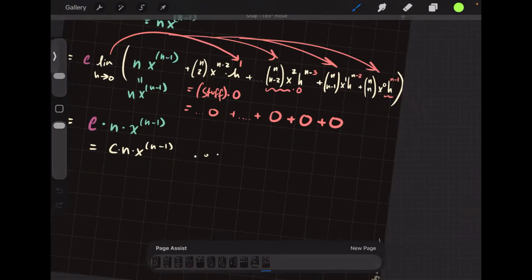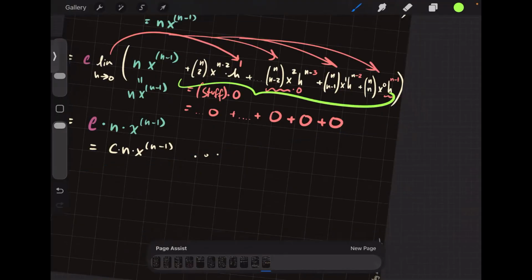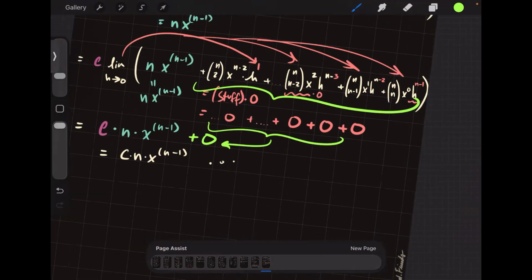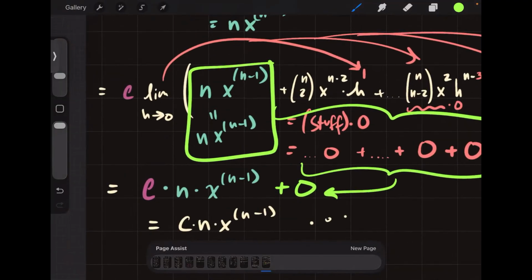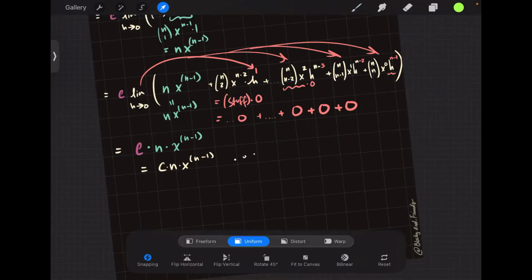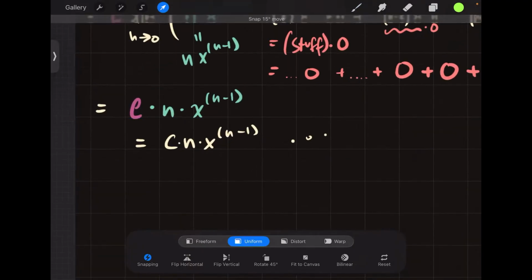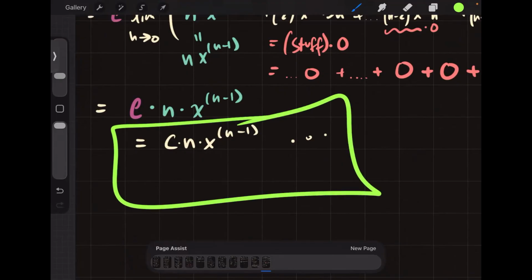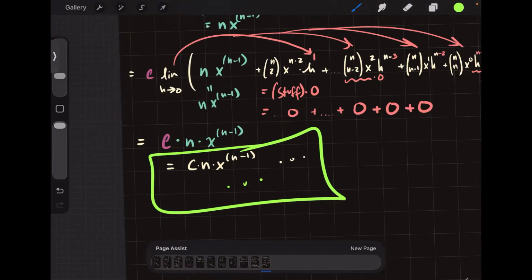Which means this entire chain goes to 0. The only thing left is the first term, because if you apply a limit and there's no h, nothing happens. And that is how you are left with n times x to the n minus 1. And I think that's really cool.